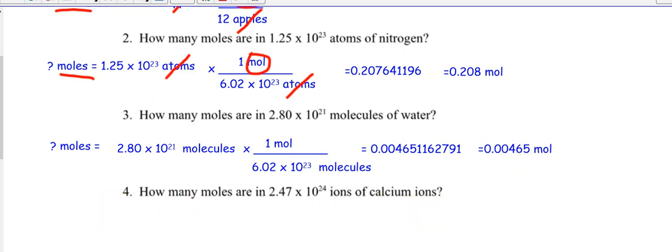Why don't you try number 4? Start from the beginning, and get your answer and then see how you do. So pause this, please.